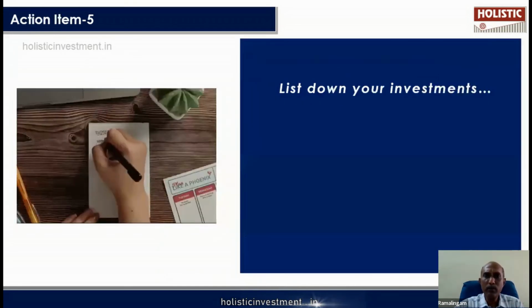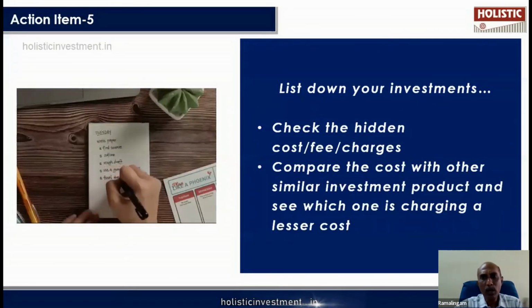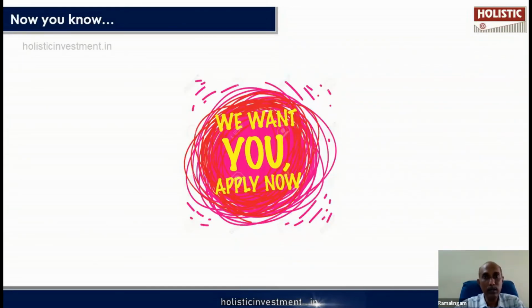So list down all your investments and find out what costs are involved, and also compare with other similar products to find out what kind of charges they levy. And if you need help, you can get help from your investment expert or financial planner. Now you have understood all the 5 key aspects, right?